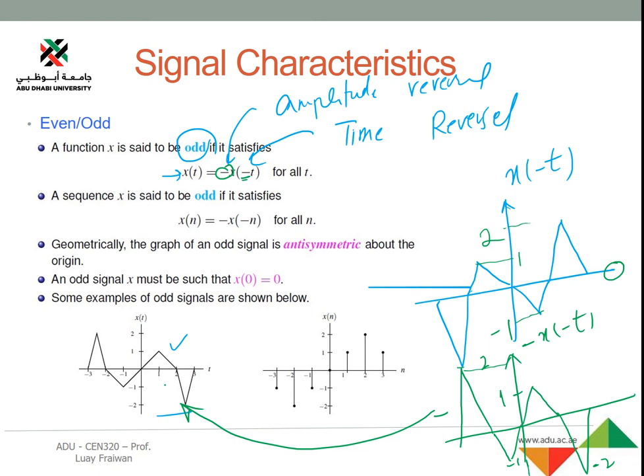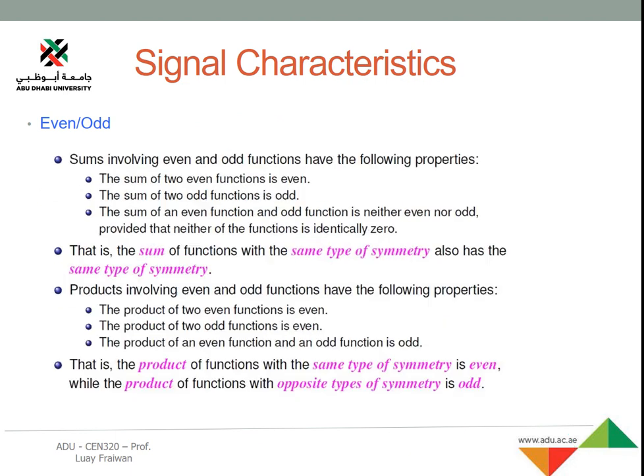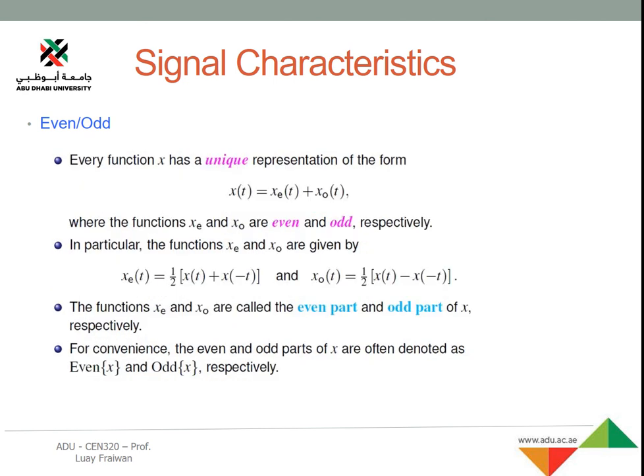So if you just get the original signal with only time reversal, it's called an even signal. Even signals are basically symmetric signals, and odd signals are antisymmetric. So these are the two basic characteristics of even and odd signals. Some basic definitions: if you add two even signals, you will get an even signal. If you add two odd signals, you will get an odd signal.